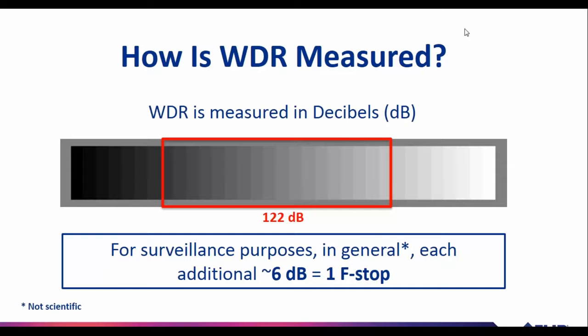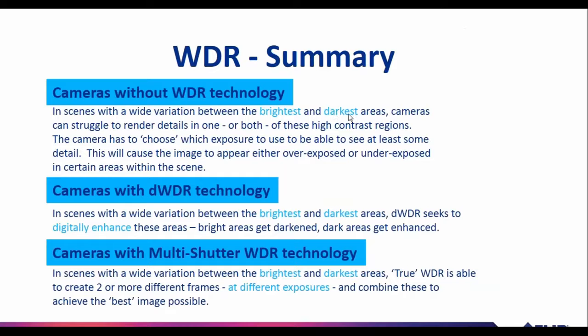Let's go forward, and I think we're about done with the actual webinar, but let's summarize what we've covered in these past 25 minutes or so. At the top, we can see the cameras without the WDR technology. When there's a wide range between the brightest areas, the higher lux rating, and the darker areas with the lower lux rating, the camera struggles. It cannot render both, so it has to choose between the long exposure and the short exposure.